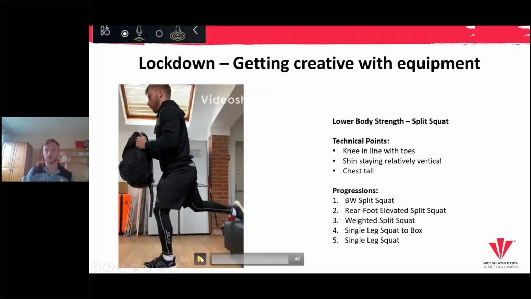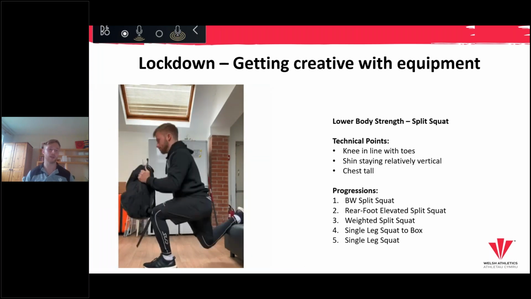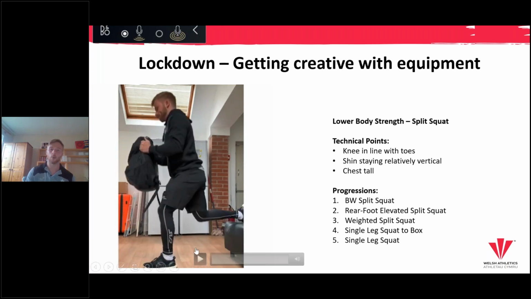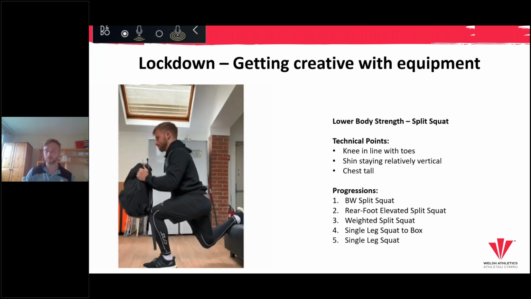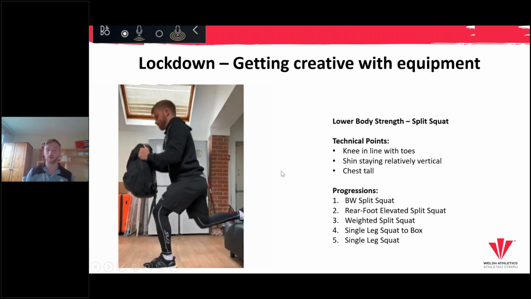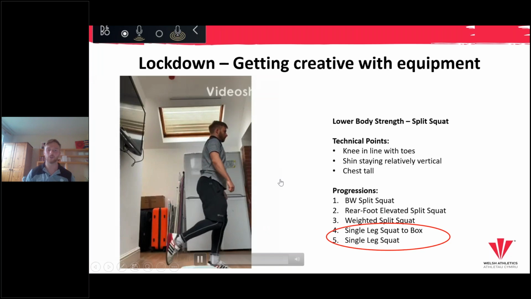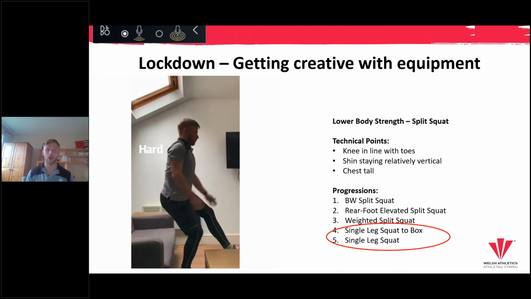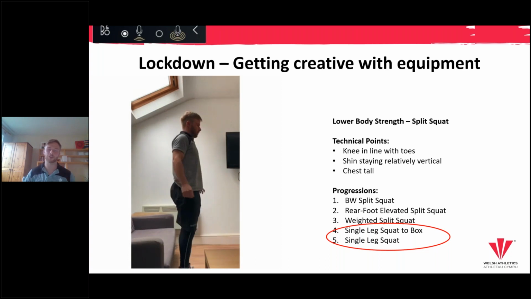Again, an example of a split squat variation. Here, getting creative, using a rucksack, potentially filled with water bottles or weight plates or whatever you have to hand to add a bit of load to that exercise. My technical points here are my knees are in line with my toes, so not caving in, my shins staying relatively vertical, my chest staying nice and tall. Then my progressions, on the side, a split squat going into more of a single leg squat, which are the more advanced variations. An easy version with a knee back, and then potentially going down to a box or a chair for a bit more depth, which is a harder variation. So you can still get a really effective training session without needing a lot of barbell equipment.